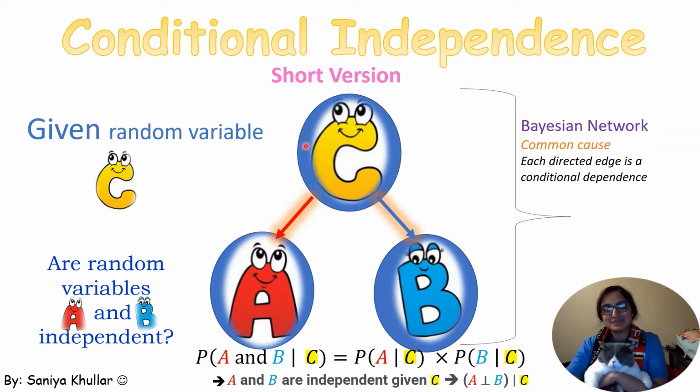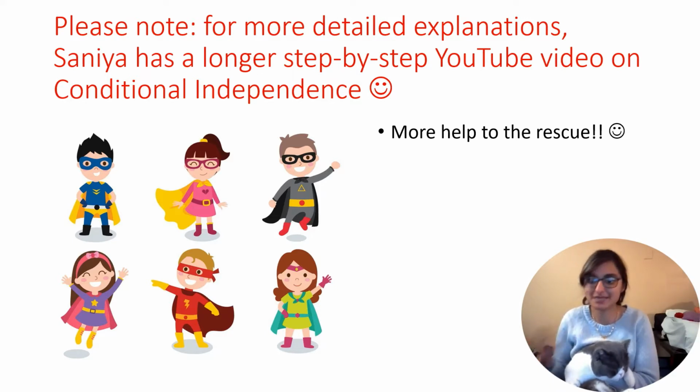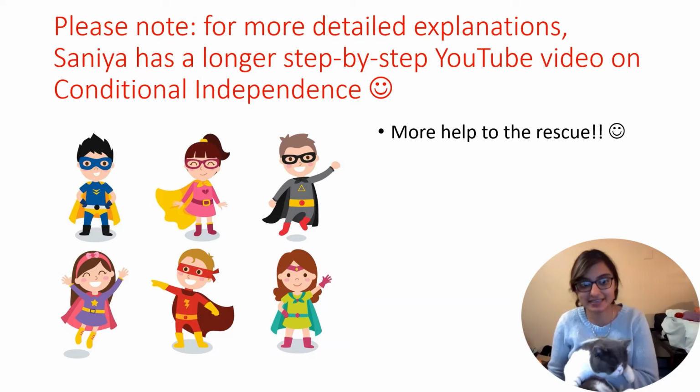And this is an example of a Bayesian network, a mini example with a common cause where A and B both come from their parent C here. So please note that this video is going to be a very quick overview about how to determine conditional independence. That is, are A and B independent of each other given some other random variable like C? So this is going to be much faster.